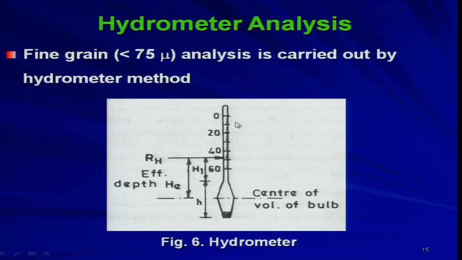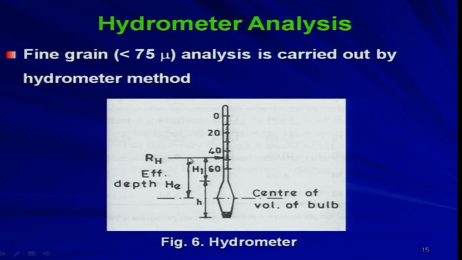So, this is our hydrometer. This RH is nothing but the hydrometer reading, that means the graduation marks you can see on the stem of the hydrometer, and this HE is the effective depth, which is the distance between the center of the bulb and the hydrometer reading.